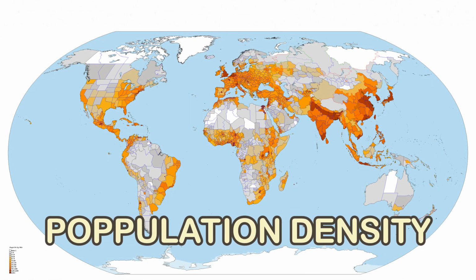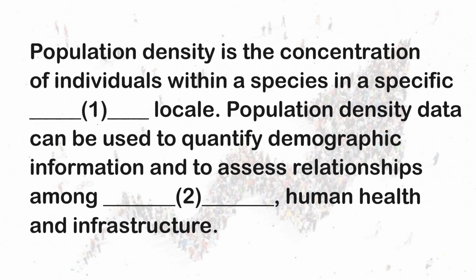Population density. Population density is the concentration of individuals within a species in a specific geographic locale.